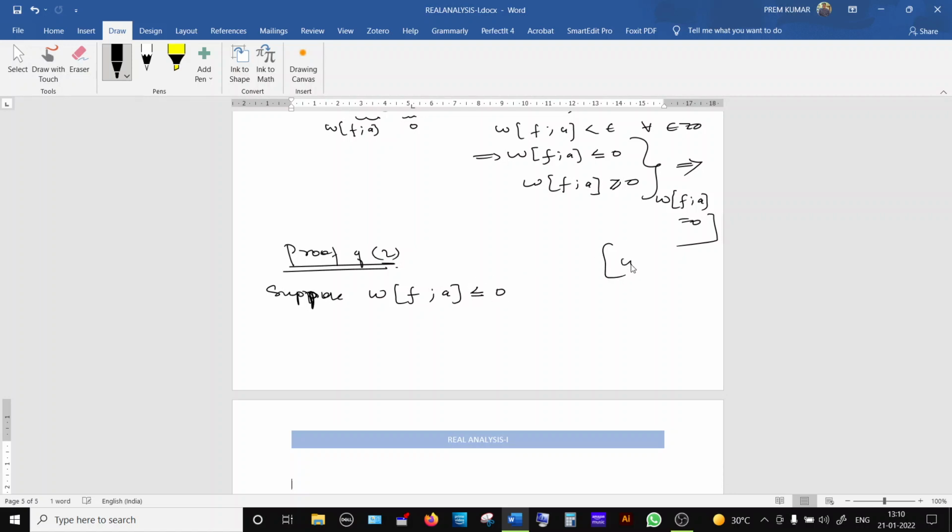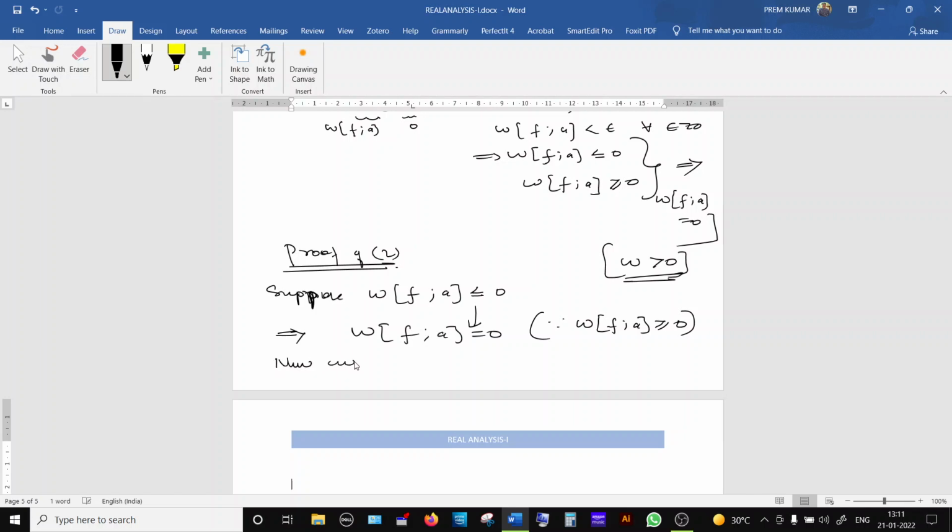Actually what we have to prove is the oscillation must be greater than 0. We are assuming the contrary of this. This implies that the oscillation of f must be equal to 0. Why? Since the oscillation at any point or over J is always greater than or equal to 0, because it is a difference between LUB and GLB. So if you assume that it is less than or equal to 0, the only possibility is that it must be equal to 0, because less than 0 is not possible.